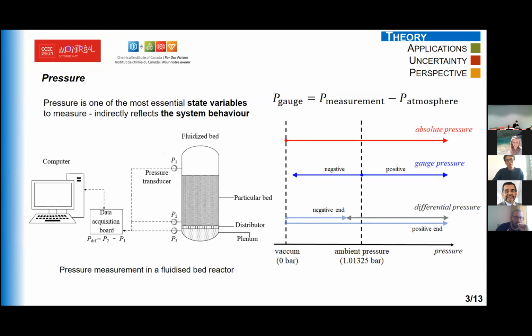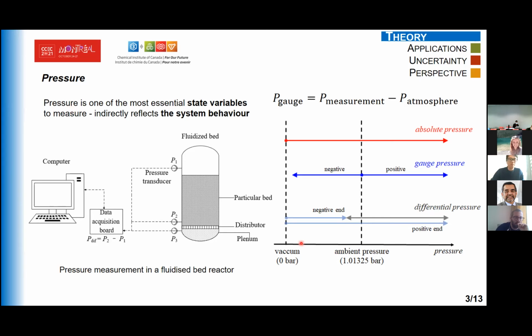Measuring pressure has become a strategic requirement throughout different stages of online process supervision, safe operation, efficient production, and quality control. Pressure is one of the most essential state variables to measure, as it can reflect some of the performance of the reactor and also the behavior of the process.